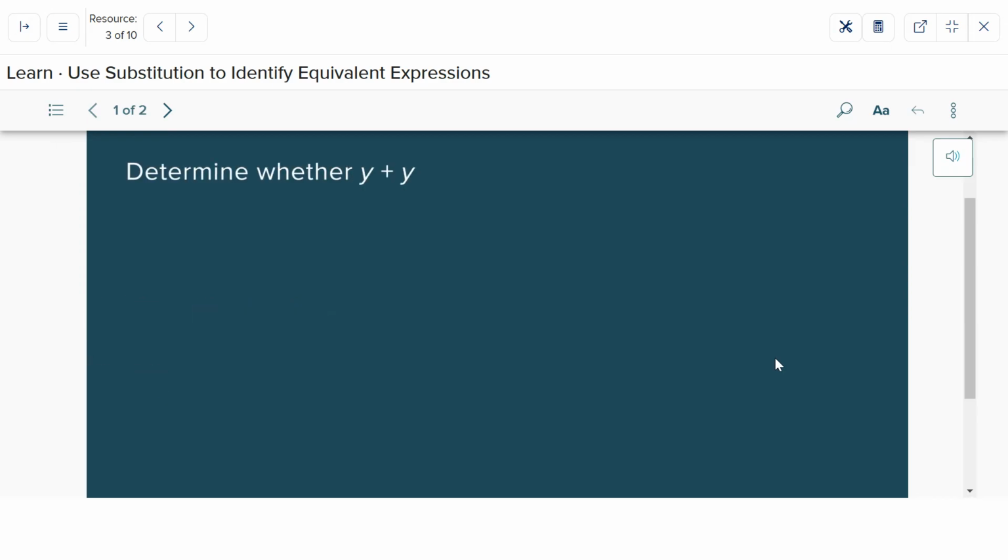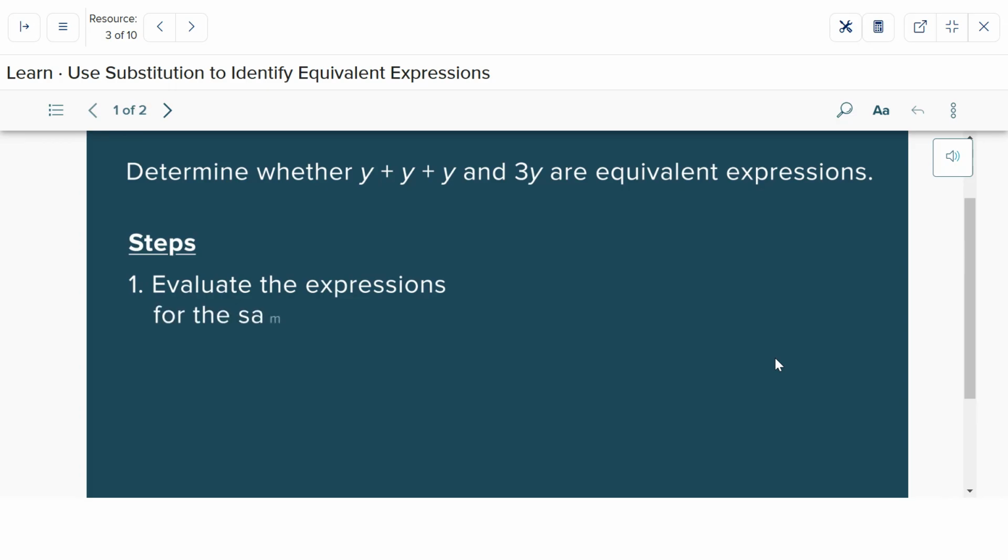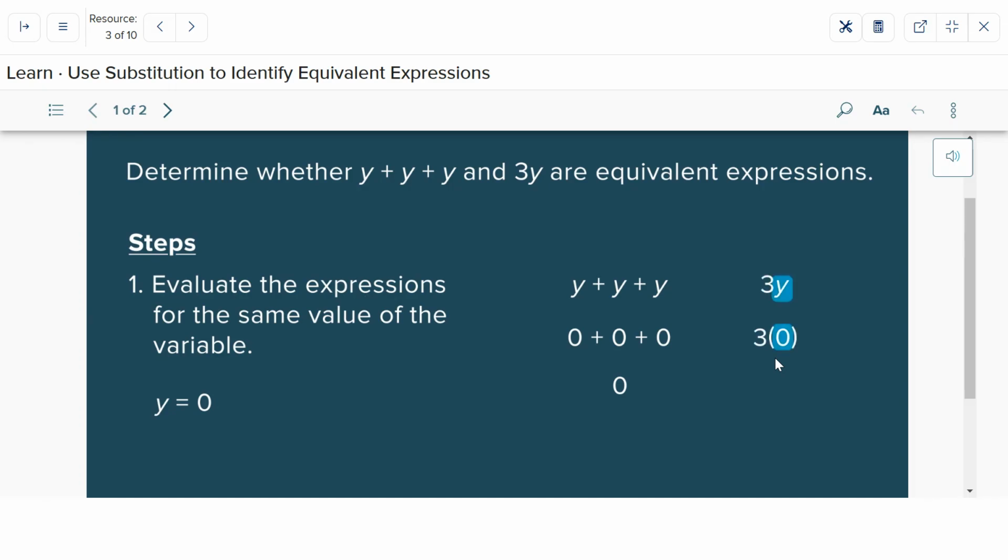Determine whether y plus y plus y and 3y are equivalent expressions. One way to determine whether two expressions are equivalent is by using substitution. Begin by evaluating the expressions for the same value of the variable. Choose a number, 0, and substitute it for the variable in the first expression. Then simplify. 0 plus 0 plus 0 is 0. Then repeat for the second expression. 3 times 0 is also 0. When y equals 0, the expressions have the same value.